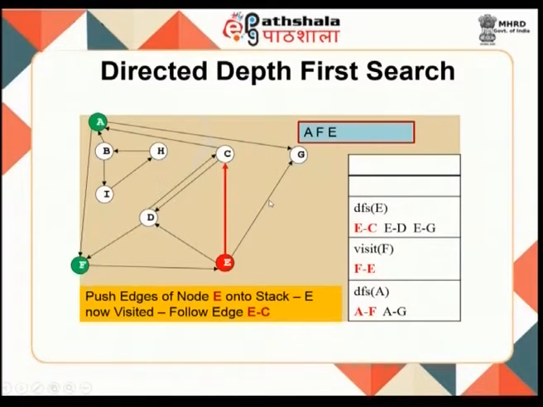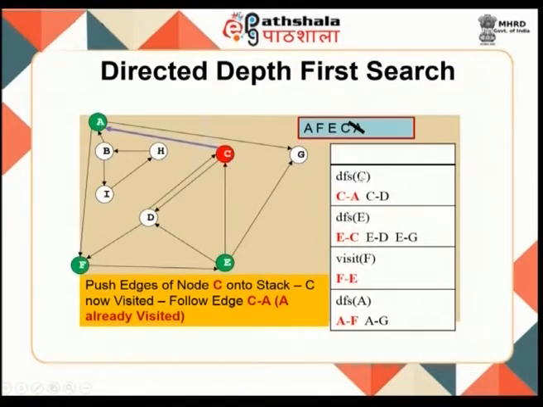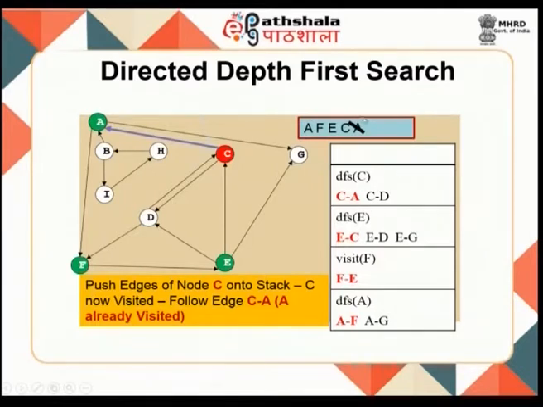Now I am at C. I go to the next step. Push the edges of node C onto the stack, C is now visited, and then follow edge CA. A is already visited, so I just scratch it off. CA is a red edge, which means I have not traversed it, since the destination node has been visited. A has been visited, so I am not considering it in my depth first search. Depth first search will give you a list of nodes in an order, and it depends on the starting node. Here we are assuming A as the start. Now, let us go to the next step.